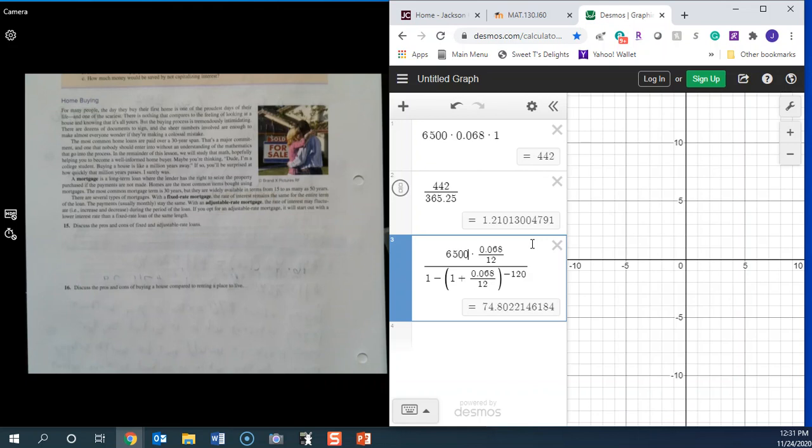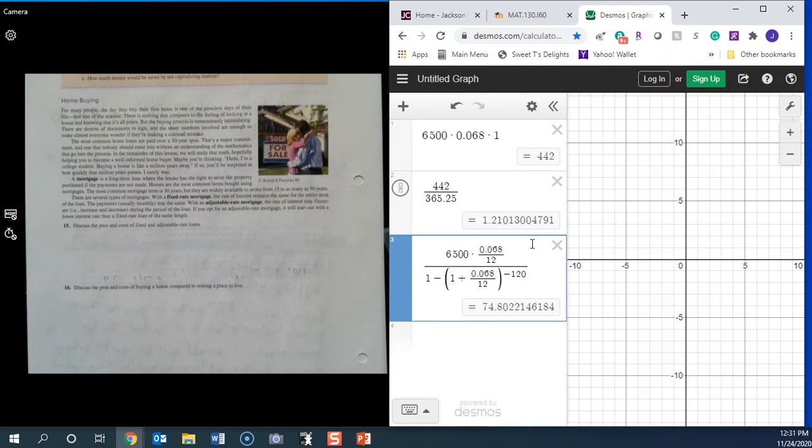With a fixed rate mortgage, the rate of interest remains the same for the entire term of the loan. The payments, usually monthly, stay the same. With an adjustable rate mortgage, the rate of interest may fluctuate, increase and decrease during the period of the loan. If you opt for an adjustable rate mortgage, it will start out with a lower interest rate than a fixed rate loan of the same length.